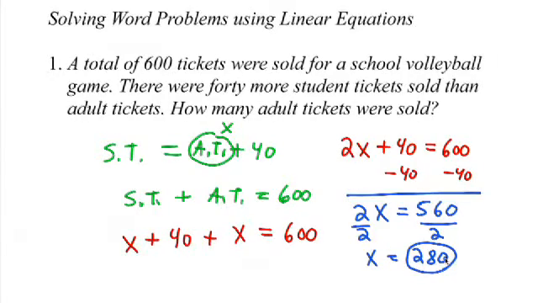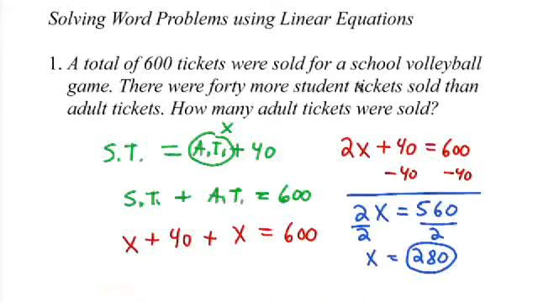And always check your answer. When you find out X, go back to the problem, substitute X back in there, and make sure that X plus the student tickets does equal 600. Right, so let's actually do that. That's a good idea. We just said that there were 280 adult tickets. 280 plus 40 would give us 320 student tickets. Sure enough, if you add those, you do indeed get 600 tickets. So our answer must be correct. There you go.